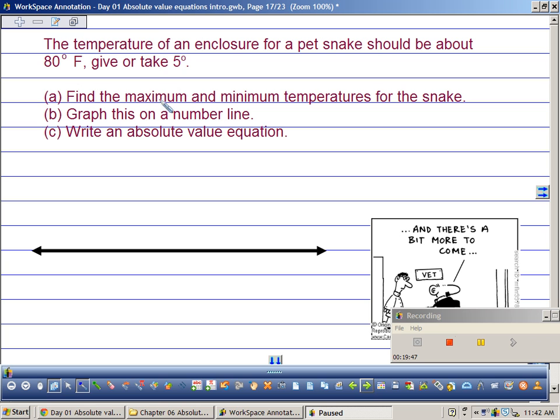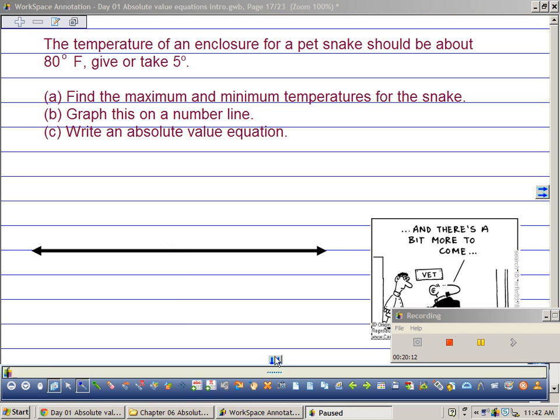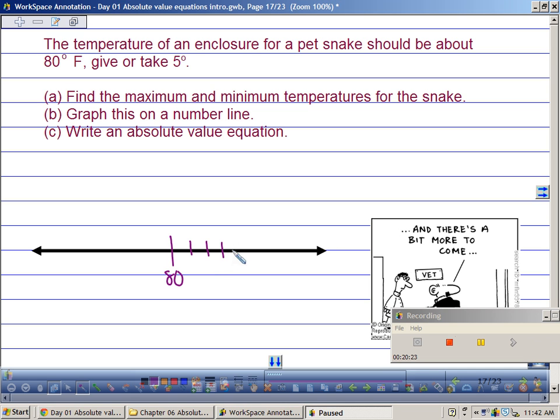Pencils down. You see words and you guys freak. It's not that bad. Pencils down, pay attention. The temperature of an enclosure for a pet snake should be about 80 degrees, give or take 5 degrees. So my middle is what? 80 degrees. Let's change the color, make it match the problem. How much warmer can the cage get? 5. 1, 2, 3, 4, 5. And how much colder can it get? 1, 2, 3, 4, 5.